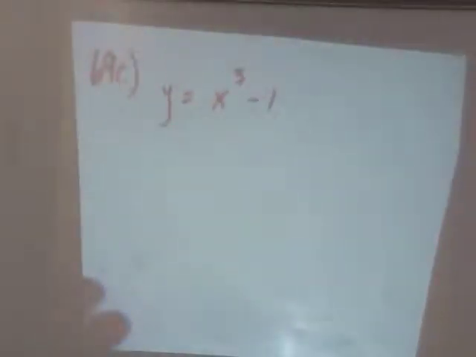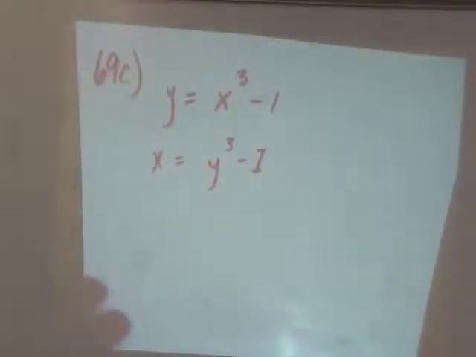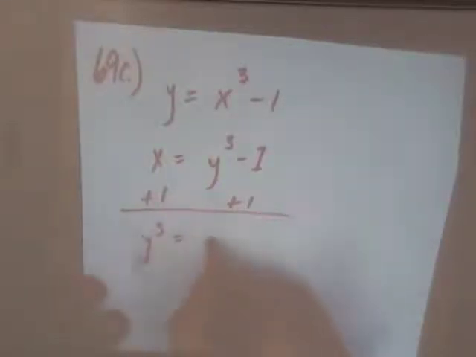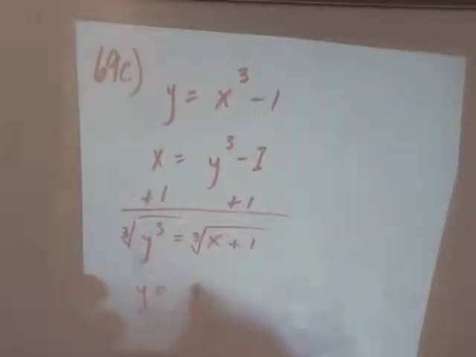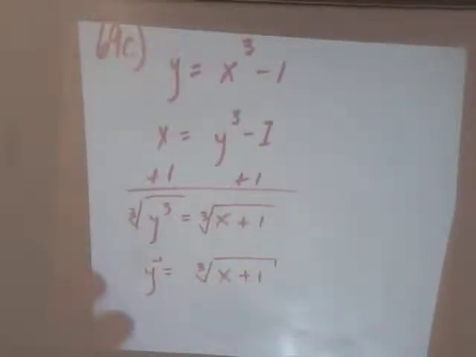Okay, y is equal to x cubed minus 1. Step 1, switch the x's and y's. X is equal to y cubed minus 1. Then solve for y. So add the 1 over. So y cubed is equal to x plus 1. And if we want to get rid of the cube, we take the cube root of both sides. So y is equal to the cube root of x plus 1. That's the inverse.